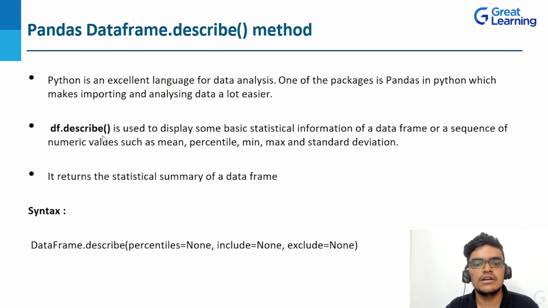Coming to the next point, df.describe is used to display some basic statistical information of a data frame. As I already told you, it will display some basic statistical information. Let's see what all information it will display. For a sequence of numeric values, it gives mean, percentile, minimum, max, and standard deviation. So these are the statistical information that is going to be provided by this method.